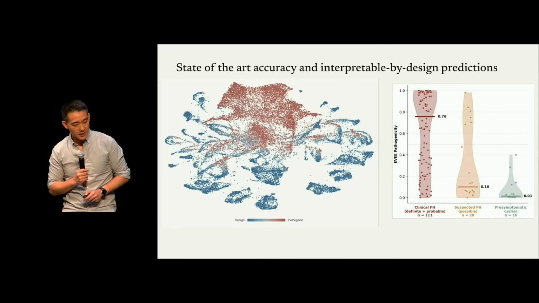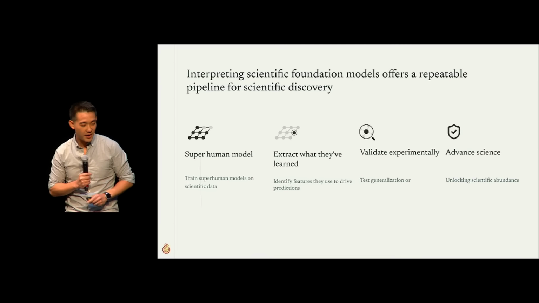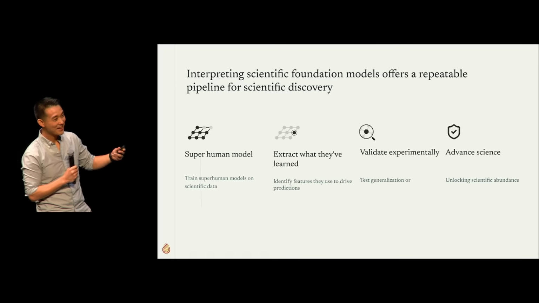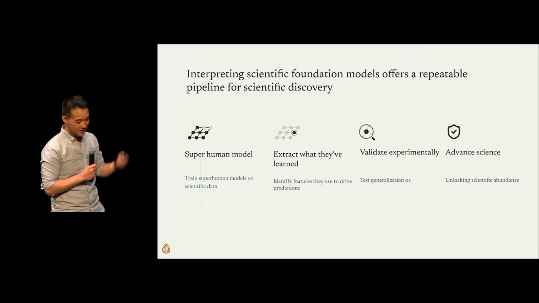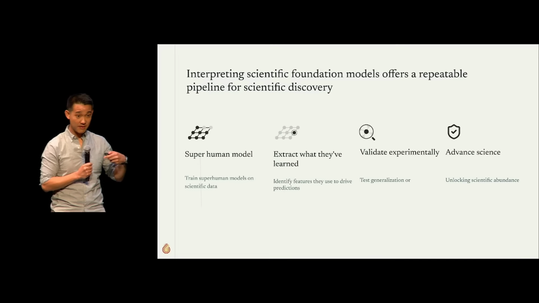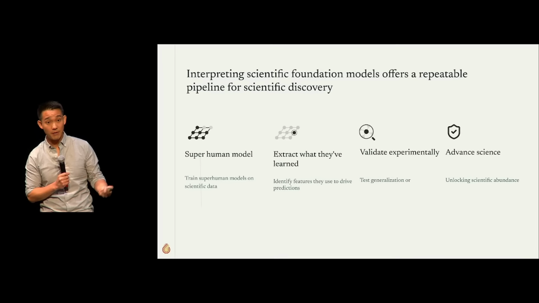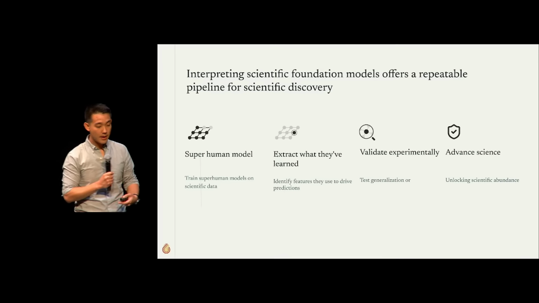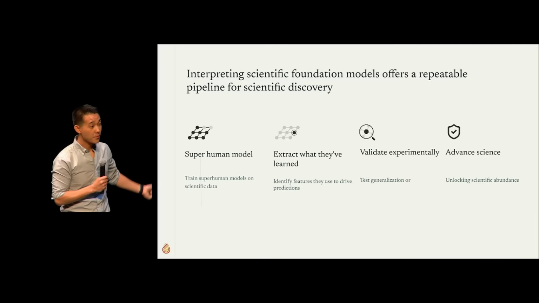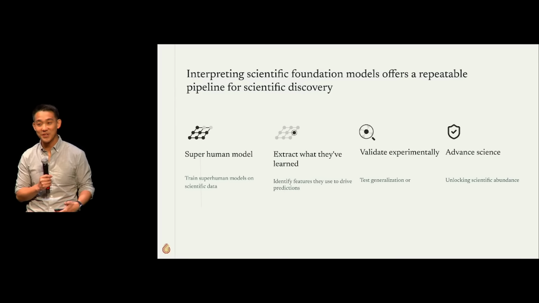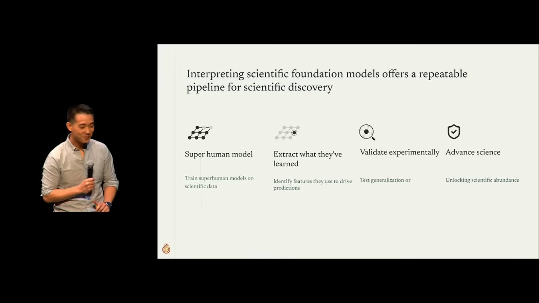So that's the high level of all of this. We're just at the beginning of this quest of taking superhuman scientific models, understanding what they've learned, validating them. You can think of this as a hypothesis generation loop for novel insights and discovery. And I think this is one of the most promising ways that we have to advance science, especially since AI capabilities are going up and to the right.